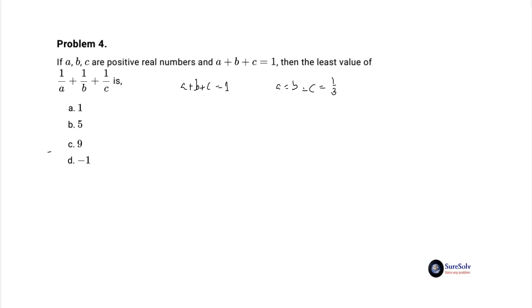The least value of sum of reciprocals of a, b and c will then be 1 by a plus 1 by b plus 1 by c equal to 3 plus 3 plus 3 equal to 9. Answer is option C, 9.